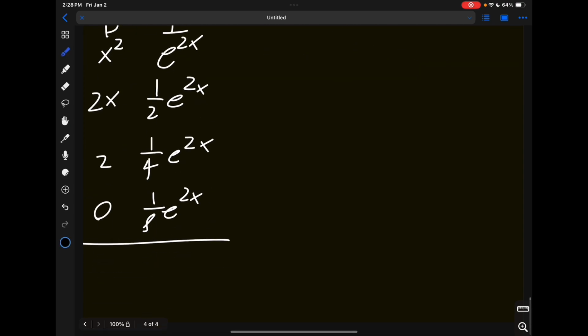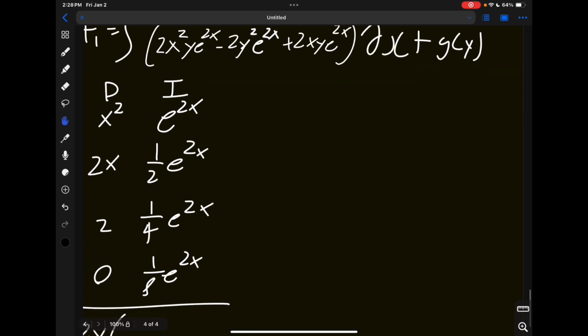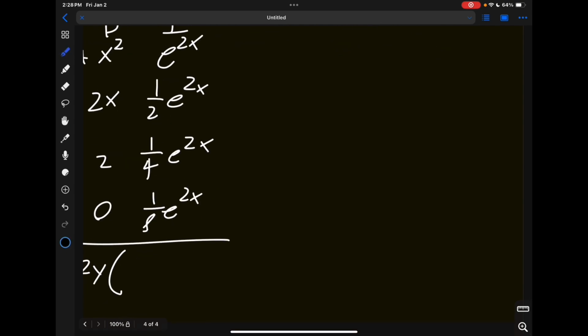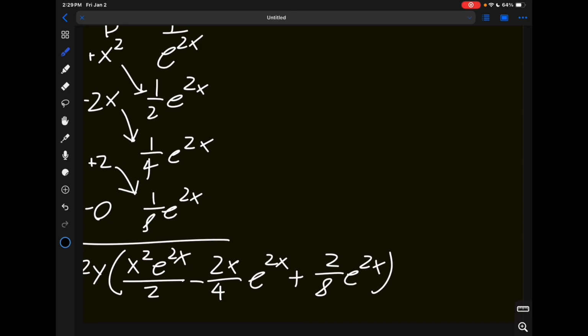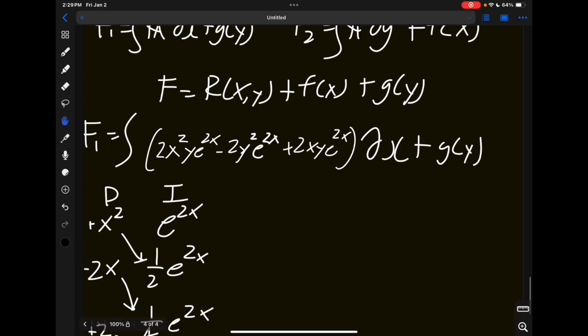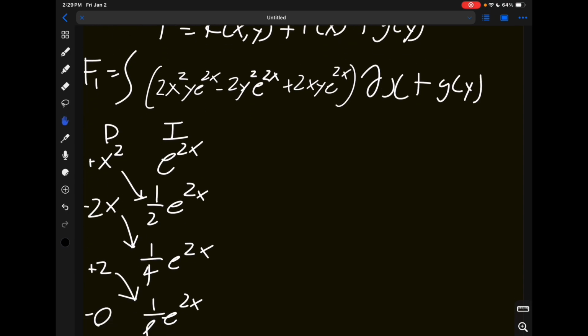Then remember that we place here, multiplied by our integration by parts, plus and minus alternating signs. This is going to be x squared e to the 2x divided by 2, minus 2x over 4 e to the 2x, plus 2/8 e to the 2x. So that's our first part of integration. Let me resize there. Then our second part, as you can see, there is no need to use integration by parts since we treat y squared as constant.